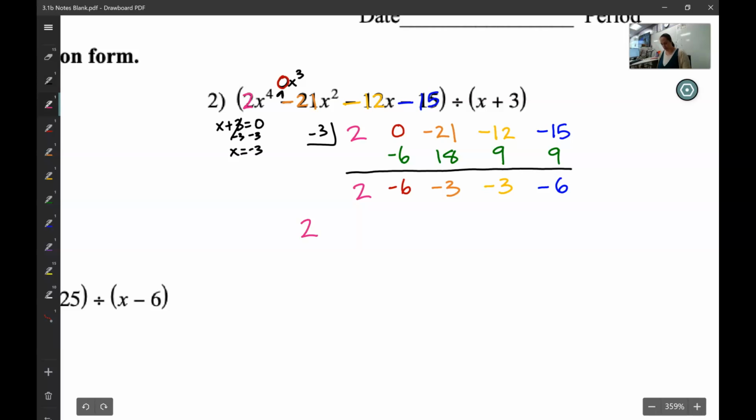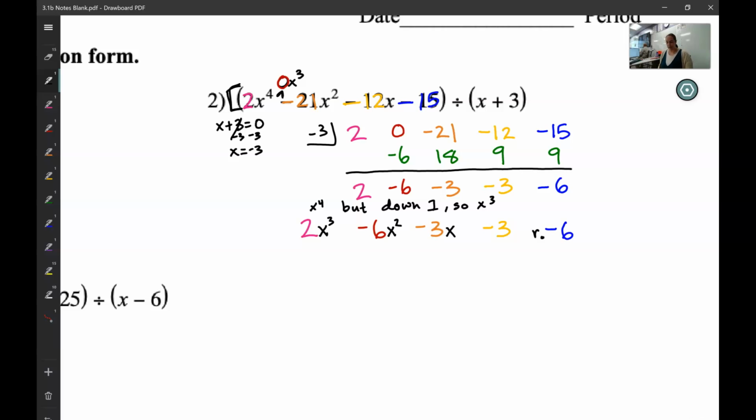So now what I need to do is figure out what I need to start with. If I look at the biggest exponent, it is x to the 4th, but down 1, so x cubed. So this first one's going to have an x cubed. Then I just go in descending order, x squared, x to the 1st, no x's, and my remainder. Now you may have noticed at this point that if we hadn't put that 0 placeholder in, it would have messed up all our numbers. So make sure you keep those placeholders in there or you'll get everything wrong.